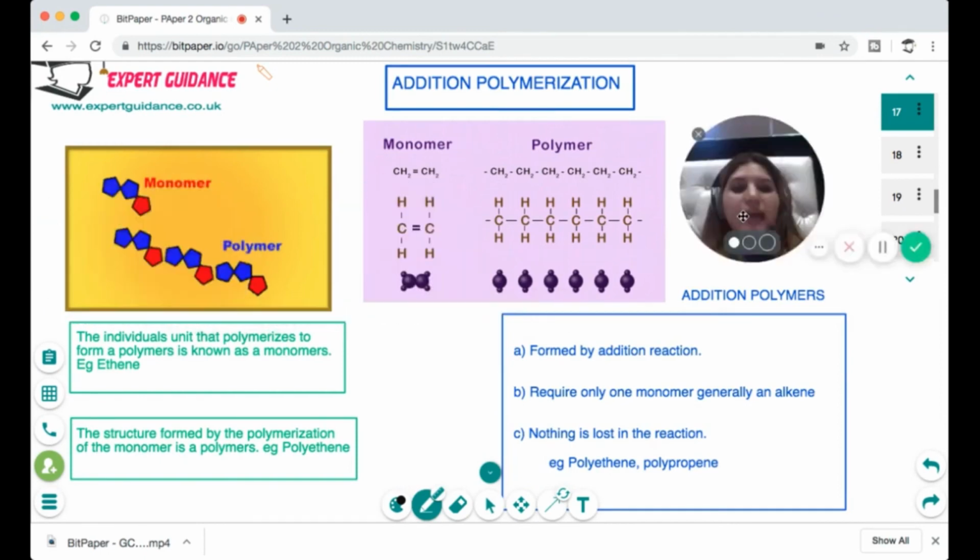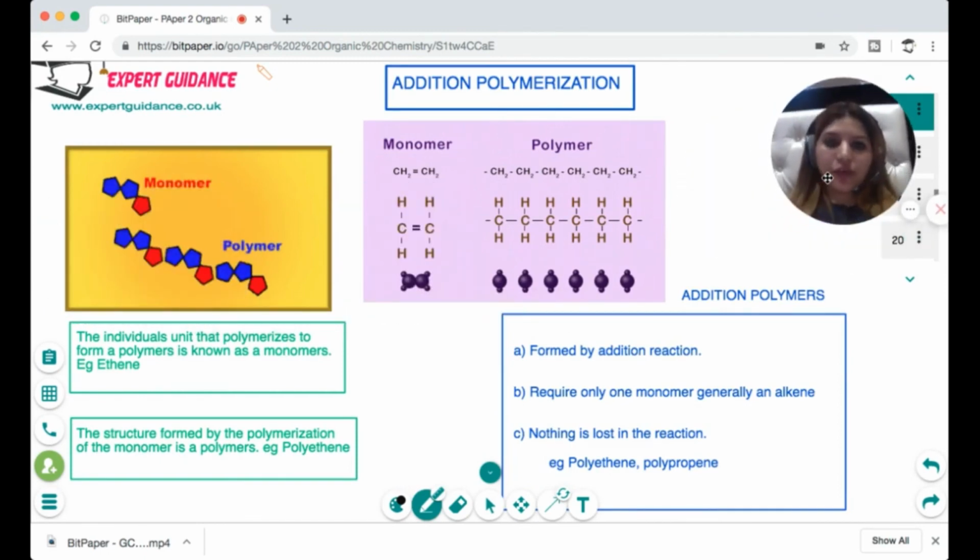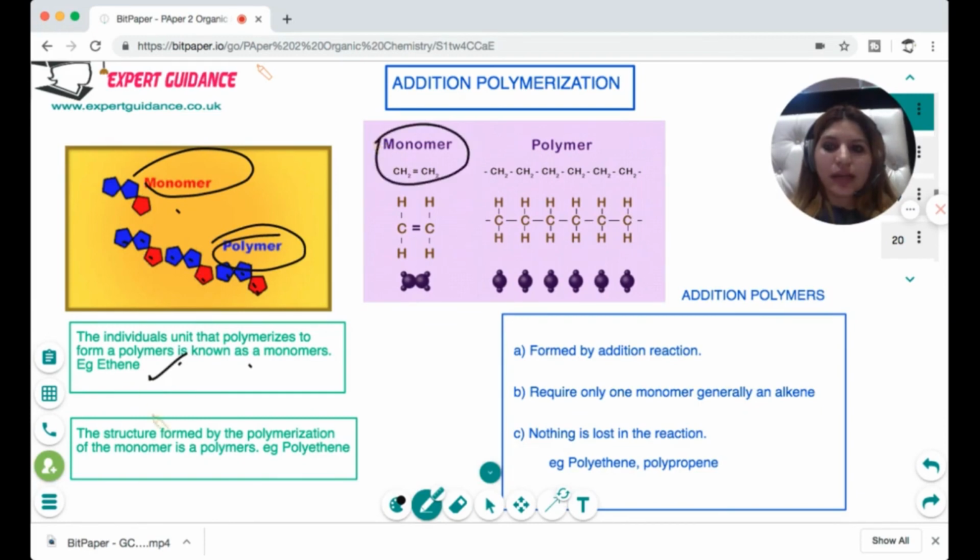Okay, now we have done the functional groups. Now the last thing you need to do is polymers. Now what are polymers? If you see in this figure, this is an individual unit and you can see this is repeated, and this repeating structure is a polymer. So the individual unit that polymerizes to form a polymer is known as a monomer. Example, ethene. So ethene is a monomer, and the structure formed by the polymerization of the monomer is the polymer. Example, polyethene. So you can see CH2=CH2 is ethene and it forms this polymer.